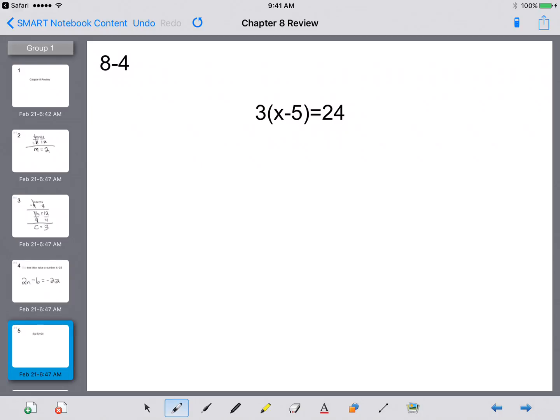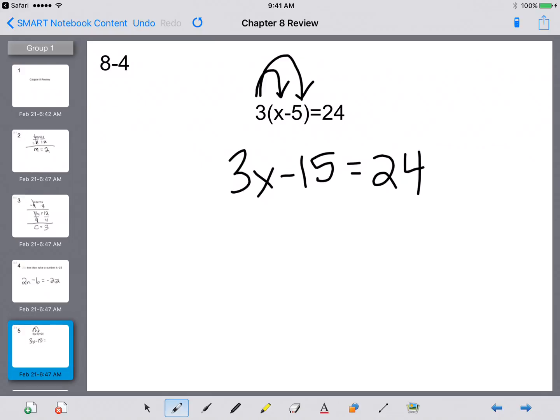Here we have 3 parenthesis x minus 5 parenthesis equals 24. So remember, we need to distribute first. So we're going to distribute our 3. When we distribute, we multiply, so we have 3x. 3 times negative 5 is negative 15, and that equals 24. Then, get rid of your constant. Our constant is negative 15, so we're going to do the opposite and add 15.